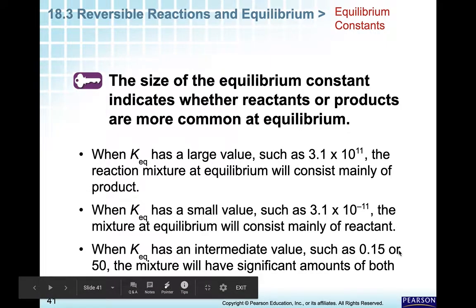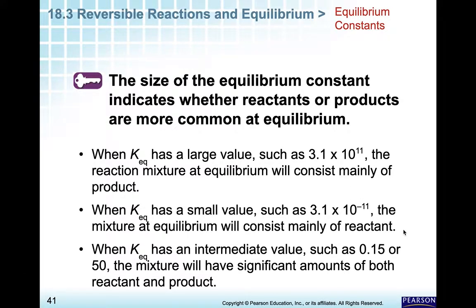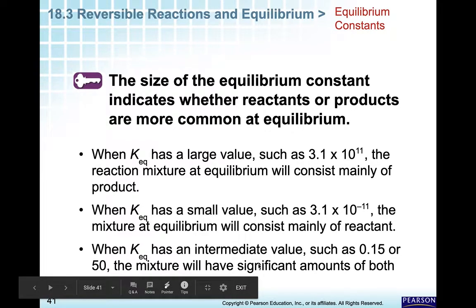Now if we get an intermediate value, no really big powers of 10 in either direction, that means we're in the middle. We've got some of both. Some product, some reactant. We've got a fair, significant, decent amount of both compounds still in our mixture.